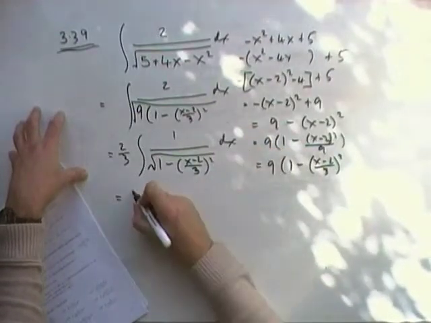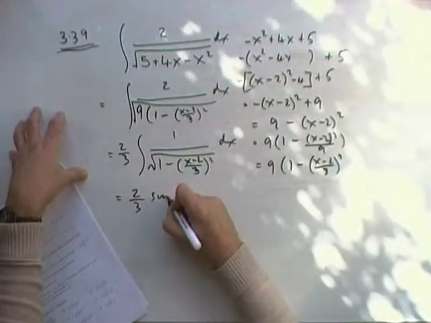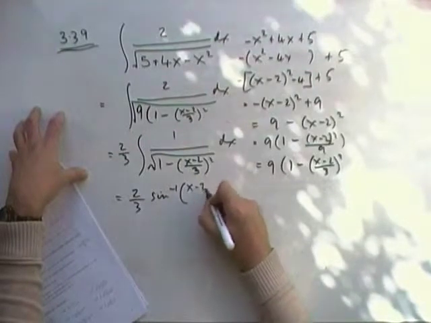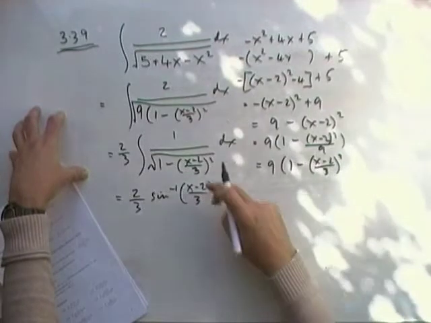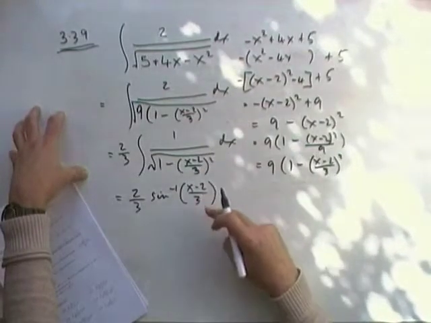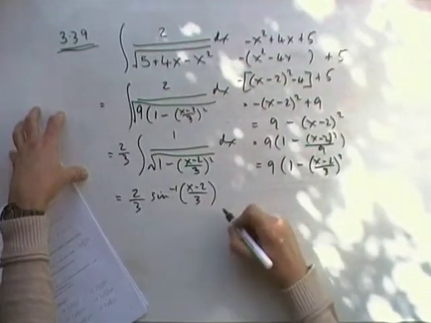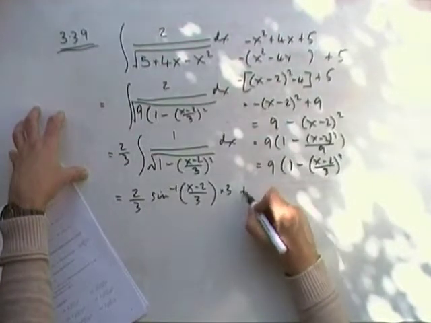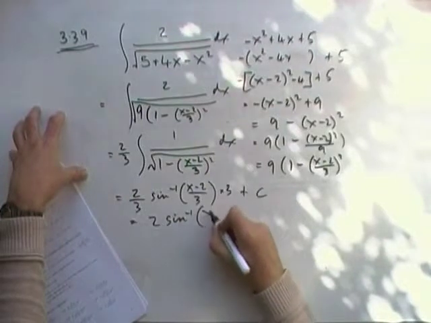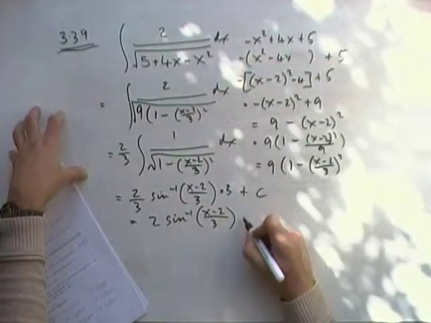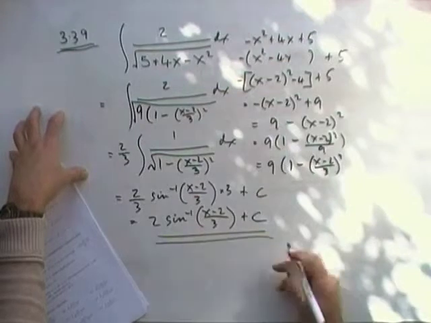And that's just an inverse sine. So I've got 2/3 inverse sine x minus 2 upon 3, but divide by the derivative of that inner function. Its derivative is a third, so divide by a third, that'll end up multiplying by 3, and then don't forget the plus c. So the final answer, 2 inverse sine x minus 2 upon 3 plus c.